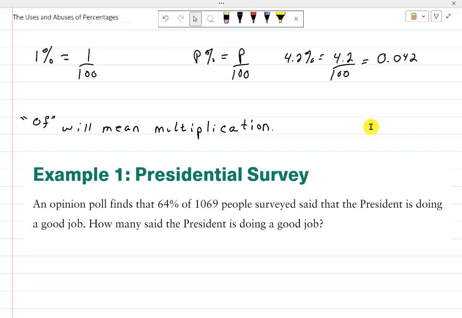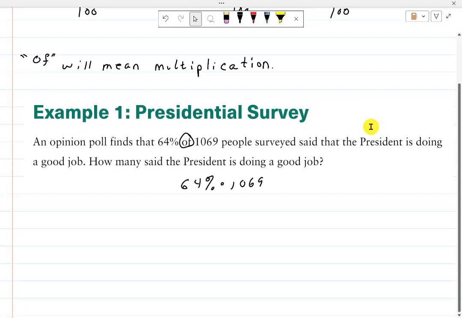Here's an example to illustrate the "of." You can see that it's right there. So we're going to take 64% times 1069. Now, it's almost certain that you're going to want to change this to a decimal instead of that. So we're going to have 0.64 times 1069.